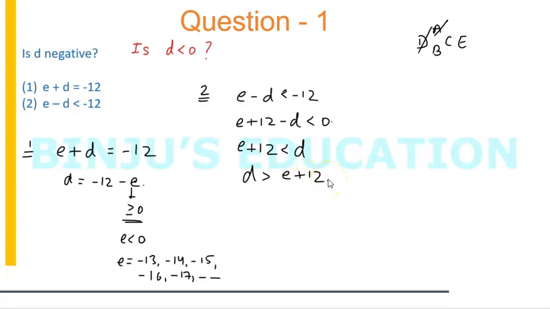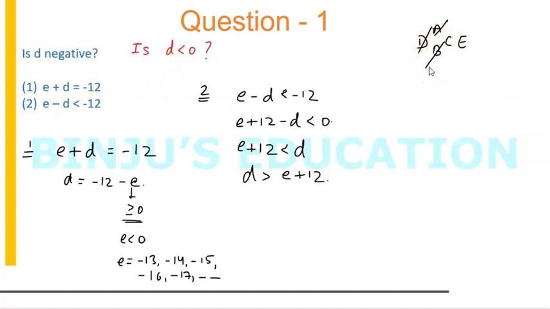Now again, the point is I do not know the value of E. Like for example, what if E is minus 100? But what if E is 1000? What if E is 0? I do not know the value of E. So again, if I do not know the value of E, I cannot comment anything regarding D. So that means statement 2 alone does not give me a conclusive result. So that means B also goes out.